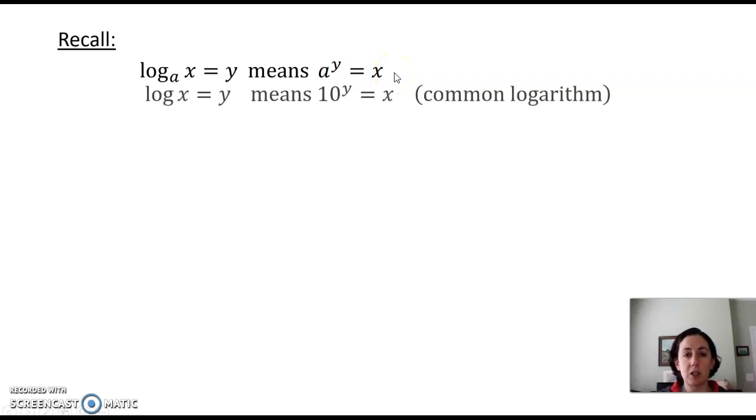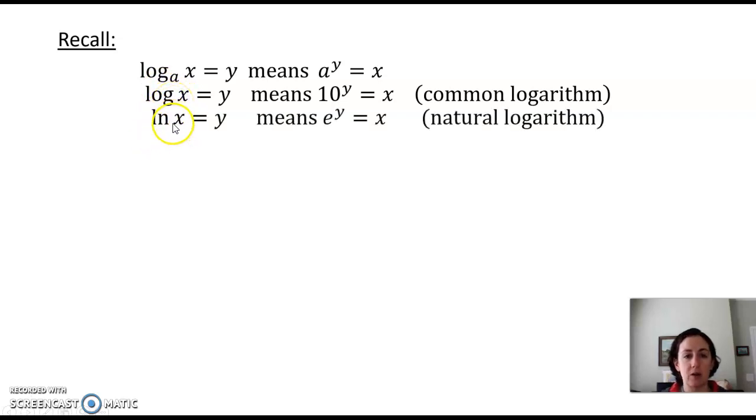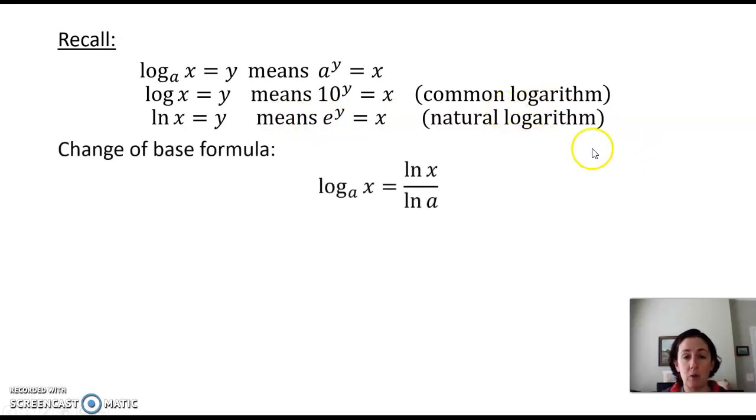Remember, we have those two special logarithms: your common log, which is base 10, which has no number written here, and the natural log, which is base e, which also has no number written here, but that number is an e. These are different. Log is base 10. ln, for natural log, is base e. Remember your change of base formula. If you wanted to take log base a of x and turn it into any other base, like the natural log, it would be the natural log of what you were taking the logarithm of divided by the natural log of the original base a.